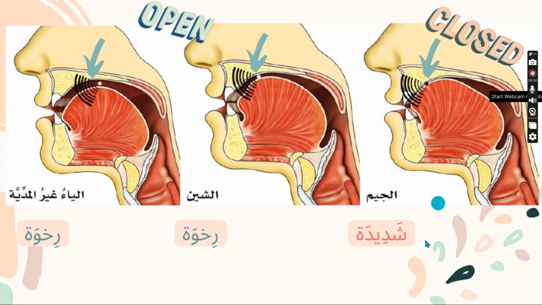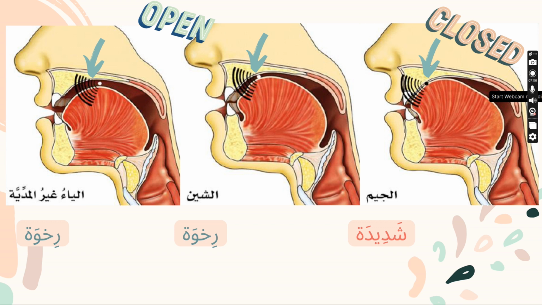So the jim is shadida, strong, total closure of the articulation points. The sheen and the ya are open, so they have rakhawa. The sheen has airflow with the sound, but the ya doesn't have, so it's apparent. Okay, now those three letters join in the same articulation point, but they differ from each other according to their character difference.